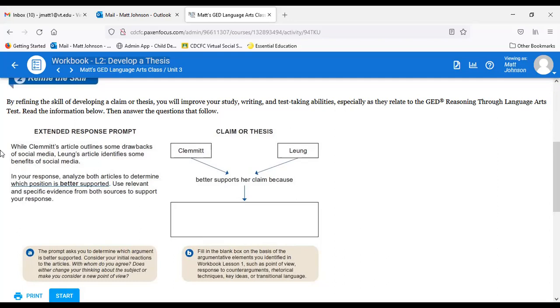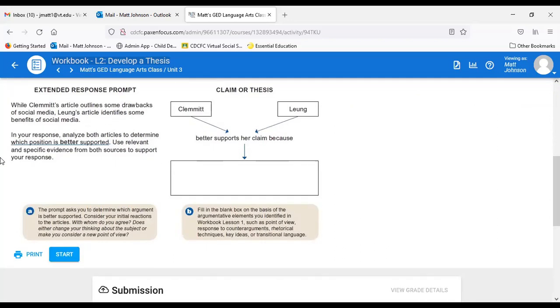What it says here at the bottom, the prompt asks you to determine which argument is better supported. Consider your initial reactions to the articles. With whom do you agree? Does either change your thinking about the subject or make you consider a new point of view? Right? That's the whole thing.